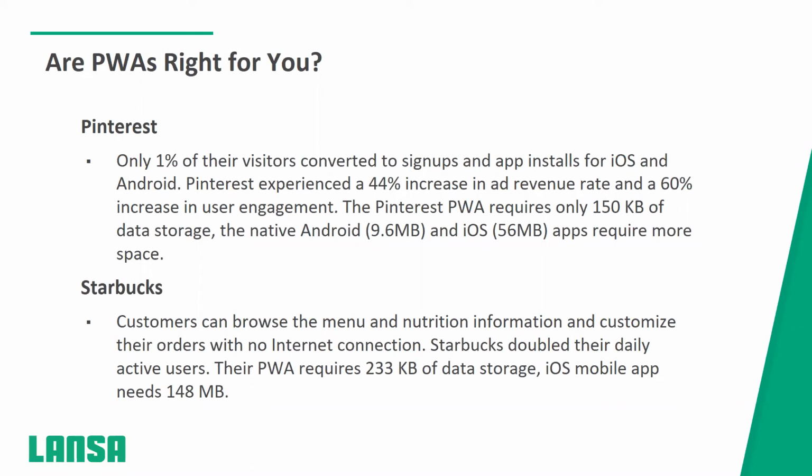So Starbucks, they highlight the offline capability and being sensitive to data usage. Customers can browse the menu and the nutrition information and even customize their orders with no internet connection. So you can create your order, and when you connect to the internet, you can send it and then disconnect your data. The people that are really conscious about data, Starbucks found out that was actually pretty important, because Starbucks doubled their daily active users by going to a PWA.